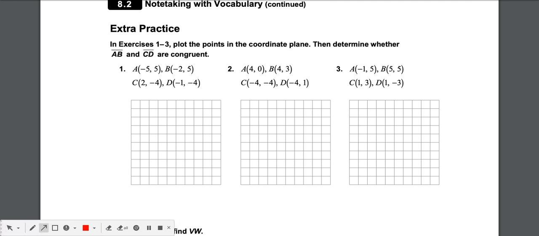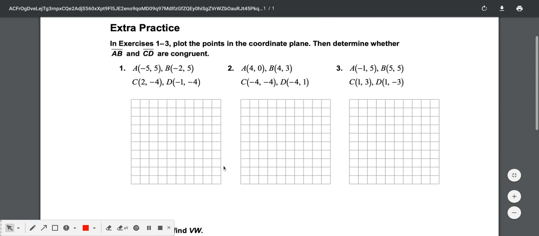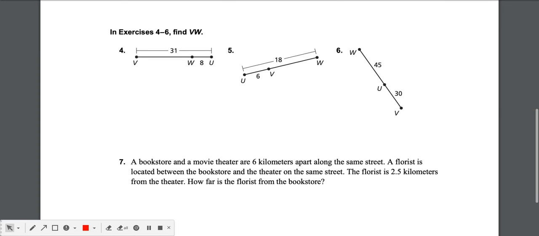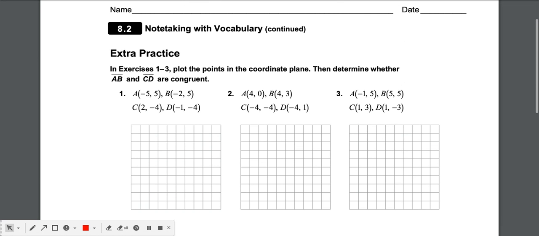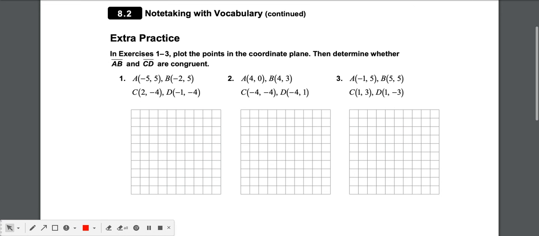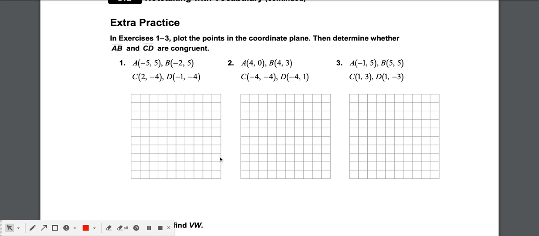This is the answer key to the 8.2 workbook, and this is our page. Let's see what page number it is. This is page 225 in our workbook. There are really only about 7 questions, so we'll dig in and fast forward, rewind as needed in order to go over these particular problems.